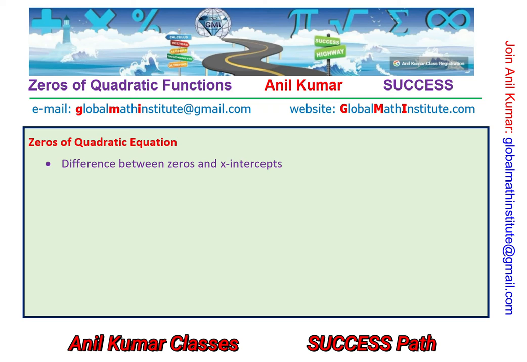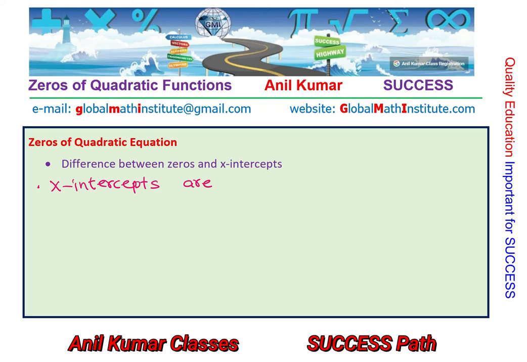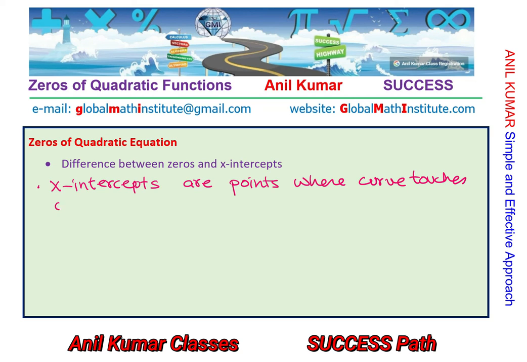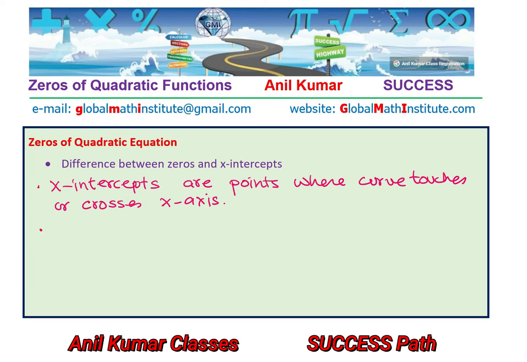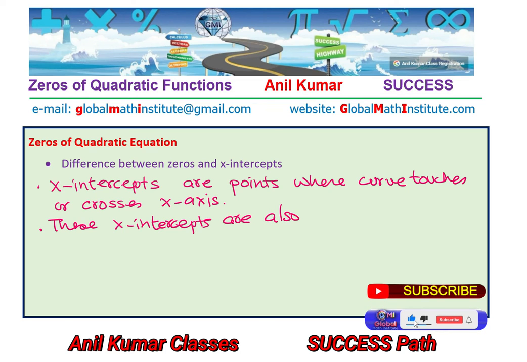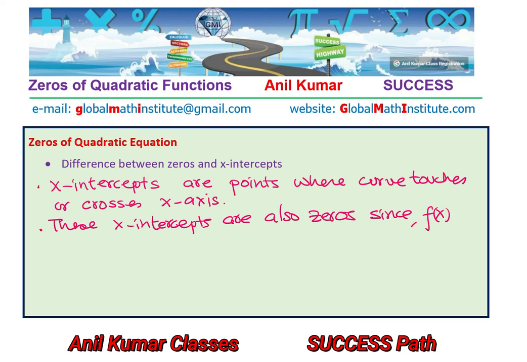So what we learned just now between zeros and x-intercepts is that x-intercepts are points where the curve touches or crosses the x-axis, correct? Now, these x-intercepts are also zeros, since at this point f of x is equal to 0 at the x-intercept. Is that clear to you?